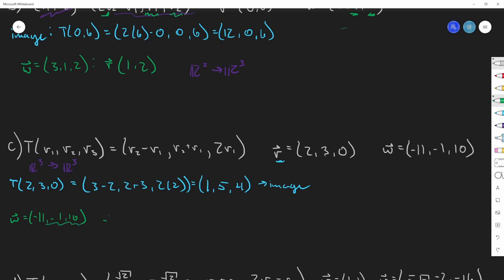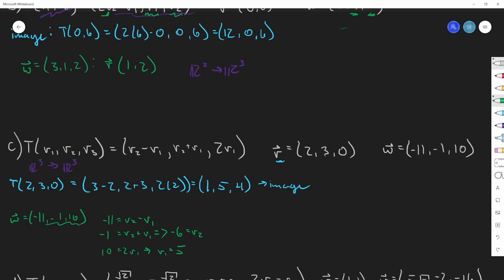So we know that negative 11 is equal to v2 minus v1. Negative 1 is equal to v2 plus v1, and then 10 is equal to v1. We can start with the bottom, and v1 is equal to 5 because that was the only variable. And then the top part would be negative 6 is equal to v2, because you have v2 plus 5 is equal to negative 1.